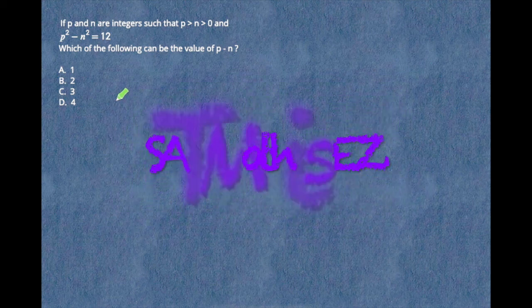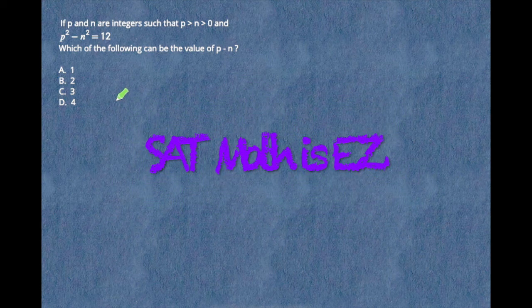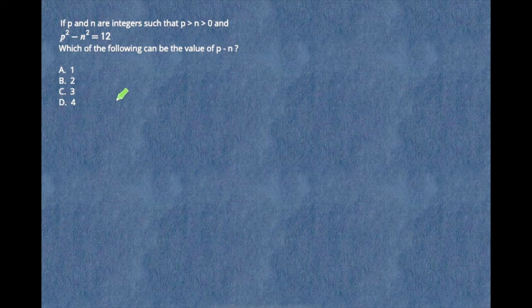Hello, in this video, we're going to solve another algebra problem. Let's read the problem first. If p and n are integers such that p is greater than n greater than 0 and p square minus n square equals 12, which of the following can be the value of p minus n? So they have given four answer choices.